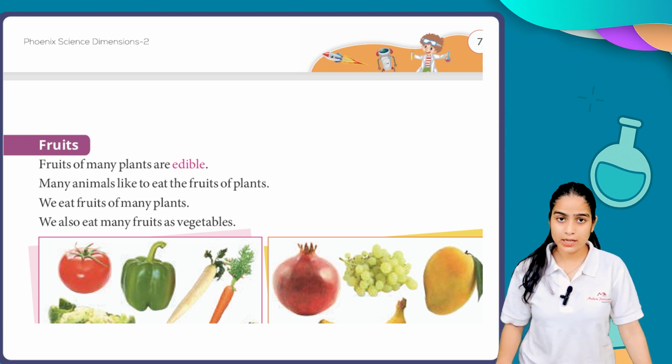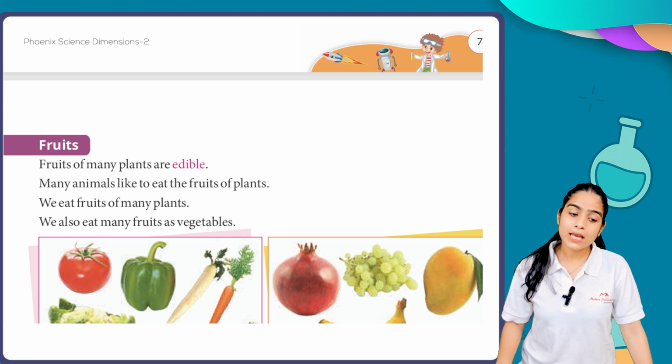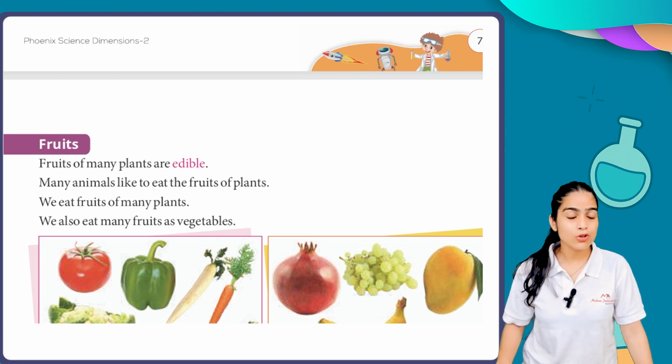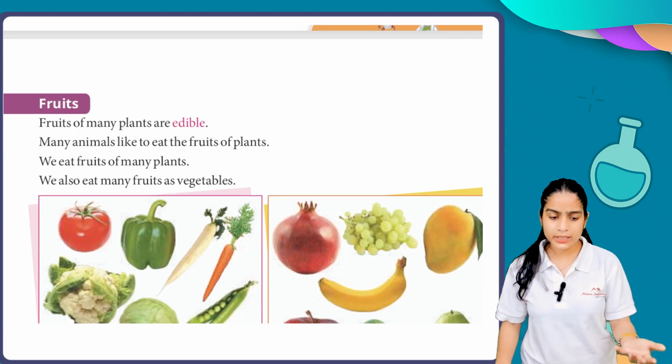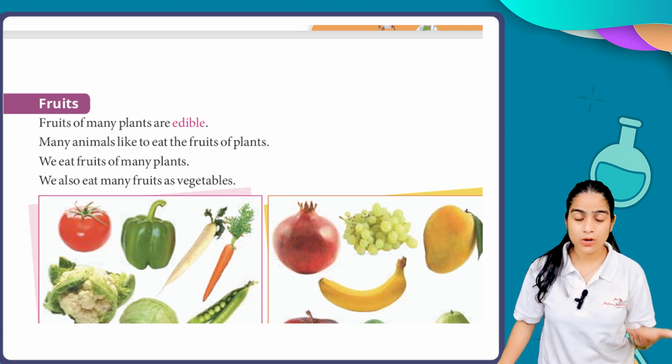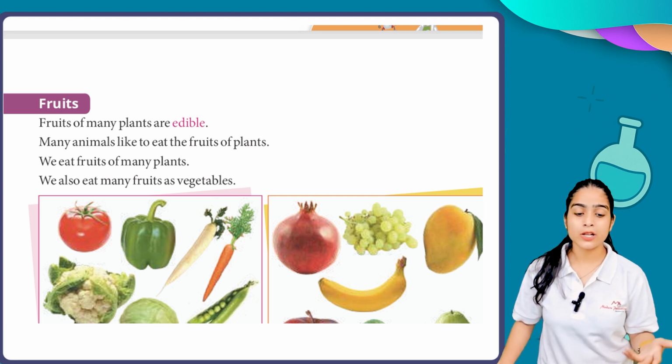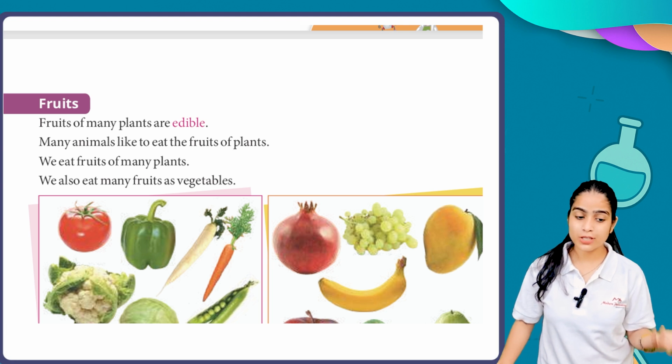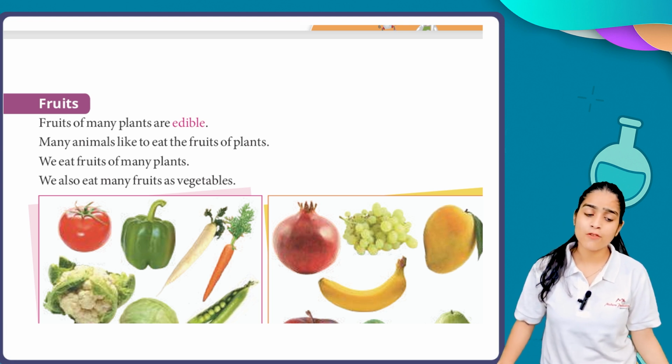So fruits are edible. Now many animals like to eat the fruits of plants. So animals generally like to eat fruits of plants. Now we eat fruits of many plants. We also are human, we also are mammals and human beings too. So we can also say that as animals like to eat different parts of the fruits, human beings also like to eat fruits of many plants.